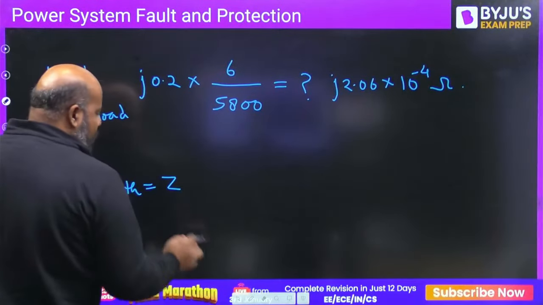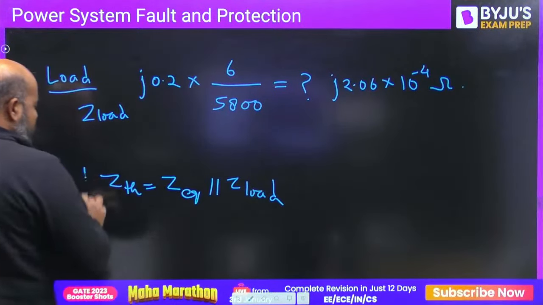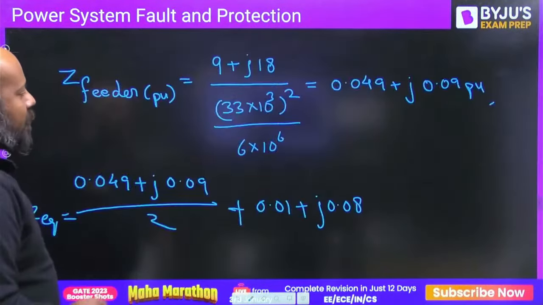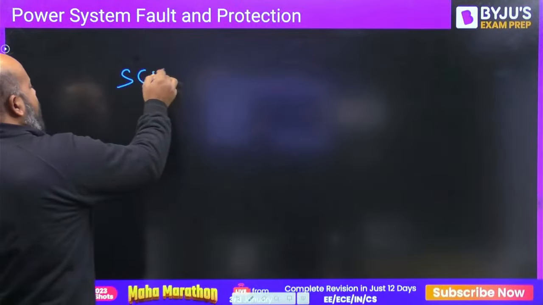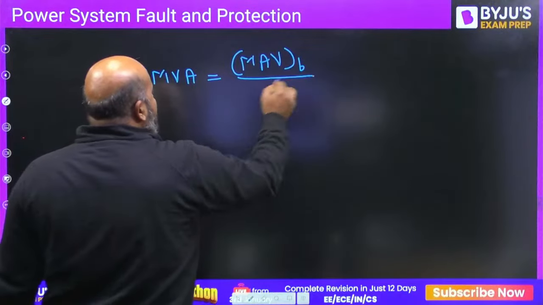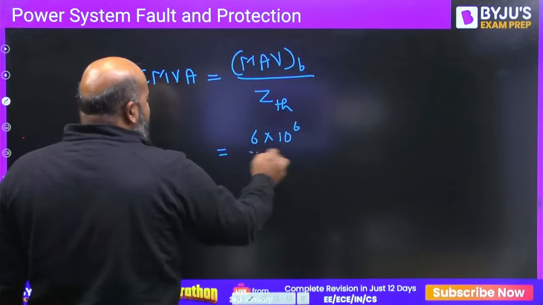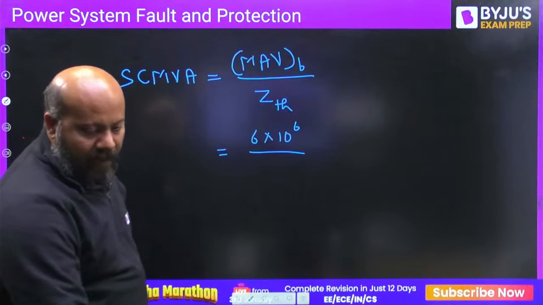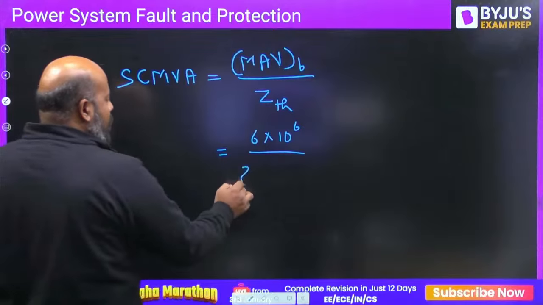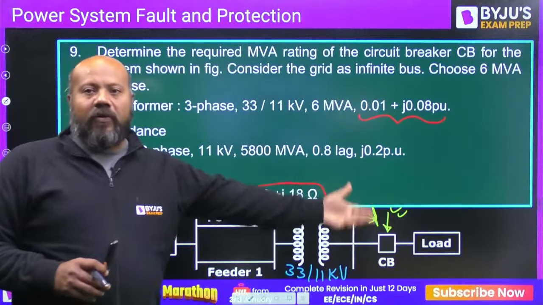Now this Z load and Z equivalent connected in parallel will give you the total Thevenin impedance as seen from the circuit breaker location. Now you can find the short circuit MVA of the circuit breaker as MVA base on Z Thevenin. This is already given as 6 MVA. Just find the value of ZTH and you will get it. I don't have the reference value for this, so please solve this. But there is a confusion in this question that I explained in the starting part of the discussion, that after this load, what should be there?